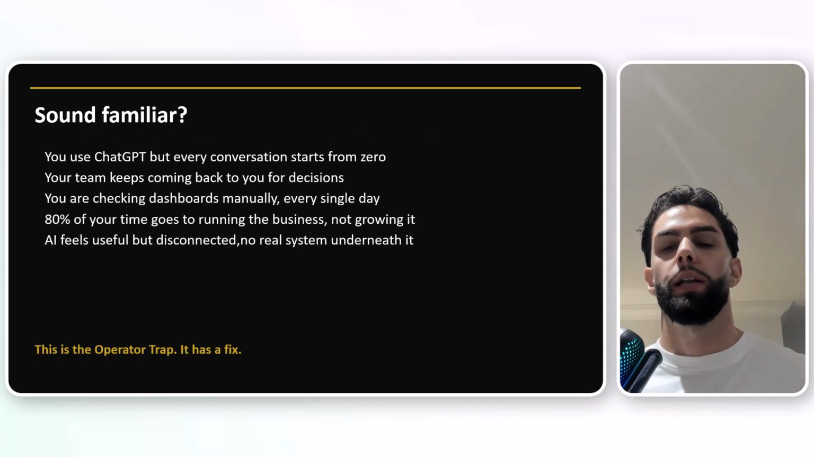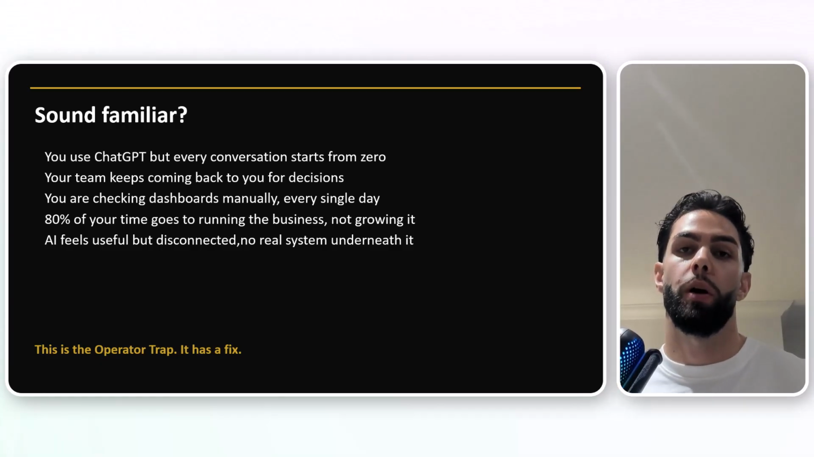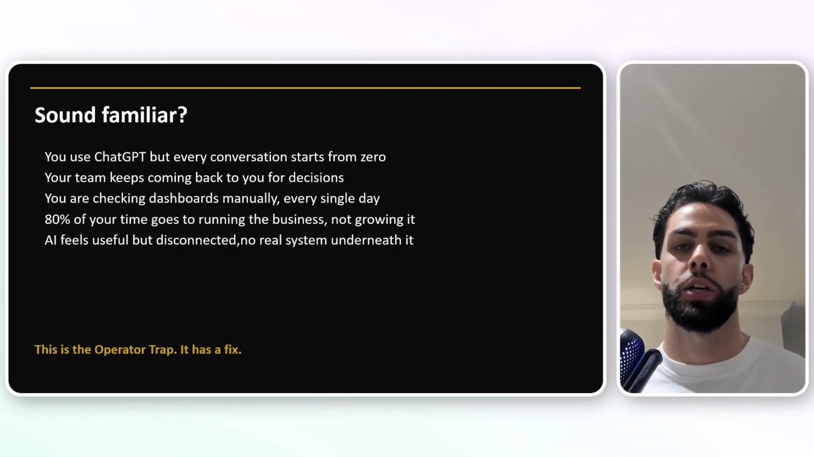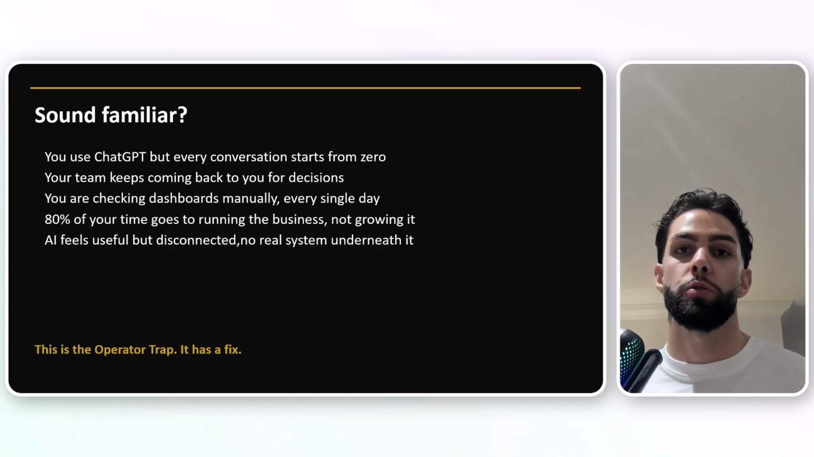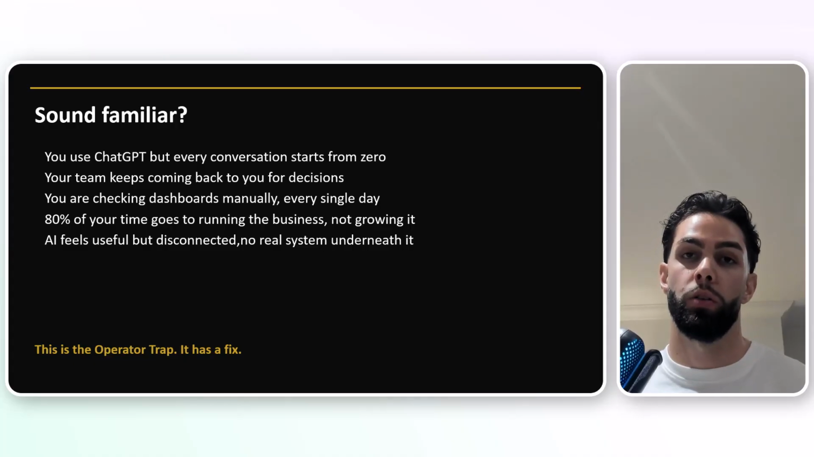Now, let me start with the problem, because I think most of you will recognize at least a few of these. If you're a business owner, you might find that you use ChatGPT regularly, but every time you start a new conversation, it starts from zero or practically zero, with only a little bit of context that you've used from other chats. You find that your team keeps on relying on you to make decisions, and it delays things happening in your business. You find yourself checking dashboards every day for data and metrics, and 80% of your time goes on working in the business rather than on the business.